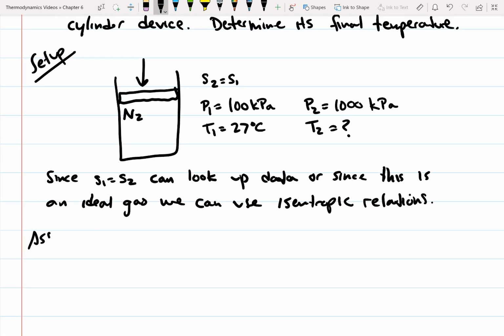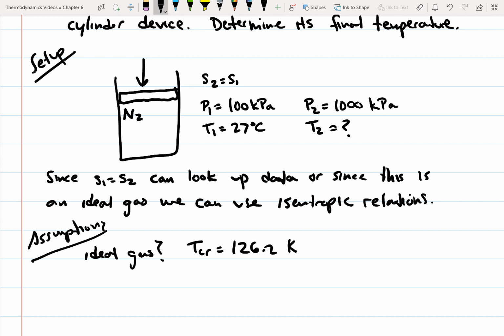So let's go ahead and make some assumptions, and we'd probably want to look up the critical temperature and pressure just to make sure. The critical temperature is 126.2 Kelvin, and the critical pressure is 3.39 megapascal. Looking at our temperature and pressure, we have a pretty high temperature compared to the critical temperature, and a pretty low pressure compared to the critical pressure. So we can assume that this is an ideal gas.